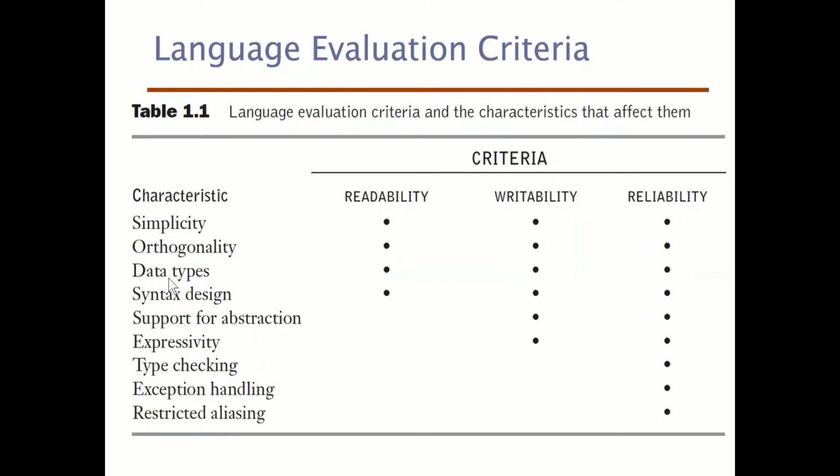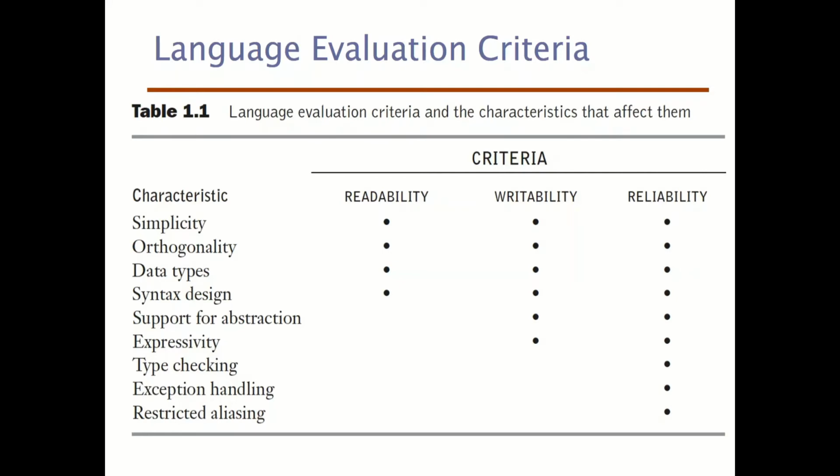Also data types. You guys are familiar with data types. We studied this in Java before, if you remember. Primitive data types, maybe also user-defined data types, and so on. So these data types affect all the criteria, the readability, writability, and reliability, and we will explain how. Don't worry, we still have the slides to go for those.